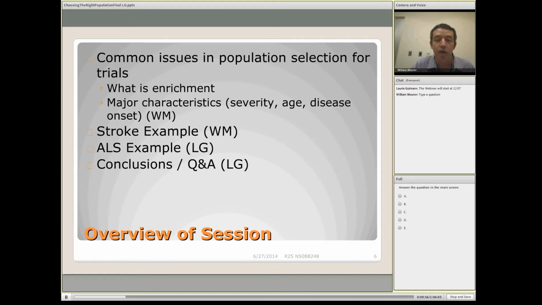I will then present a stroke example because not all diseases are acute diseases, and there are many other interesting clinical trials that are going on across the development spectrum. Lori is then going to take things over and give it to you from the perspective of an ALS example. Then we'll talk about some general conclusions and allow for questions.